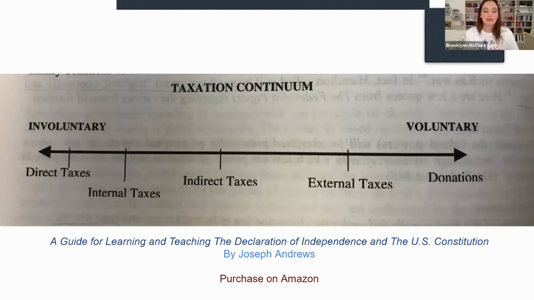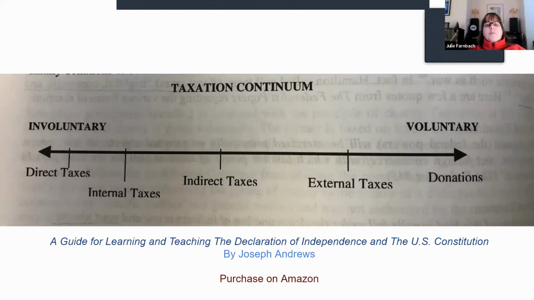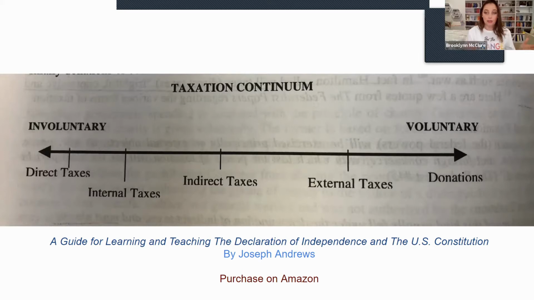For those who can't see it or who are listening, it's the Taxation Continuum that's found in Joseph Andrews's book. On one side is involuntary, and on the other side of this continuum is voluntary. The involuntary side is direct taxes and the voluntary side is donations. In between on the continuum, you have internal taxes, indirect taxes, and external taxes.